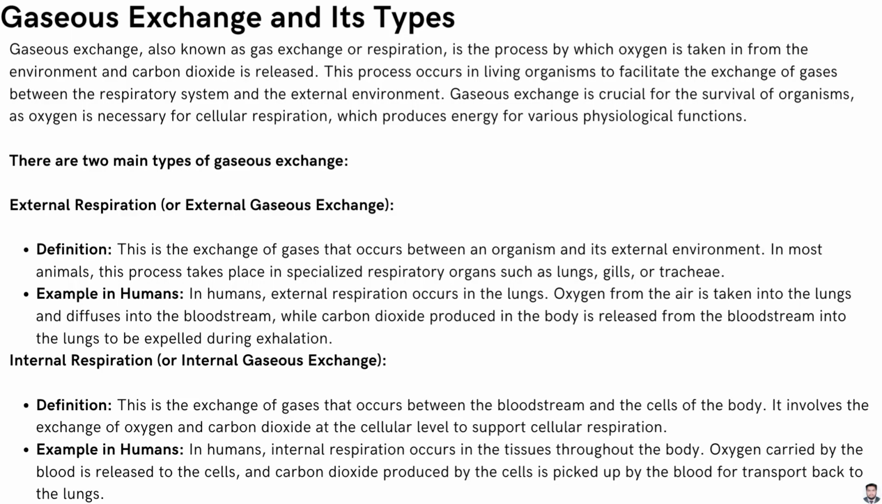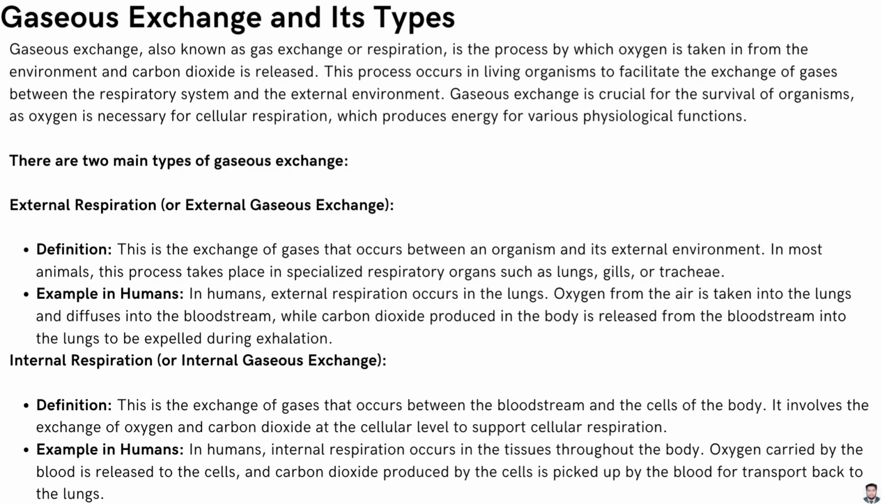External respiration or external gaseous exchange. Definition. This is the exchange of gases that occurs between an organism and its external environment. In most animals, this process takes place in specialized respiratory organs such as lungs, gills, or trachea. Example in human. In humans, external respiration occurs in the lungs. Oxygen from the air is taken into the lungs and diffuses into the bloodstream, while carbon dioxide produced in the body is released from the bloodstream into the lungs to be expelled during exhalation.